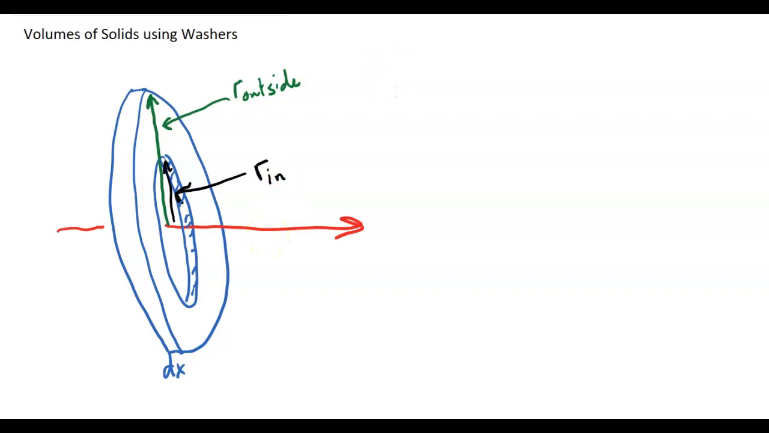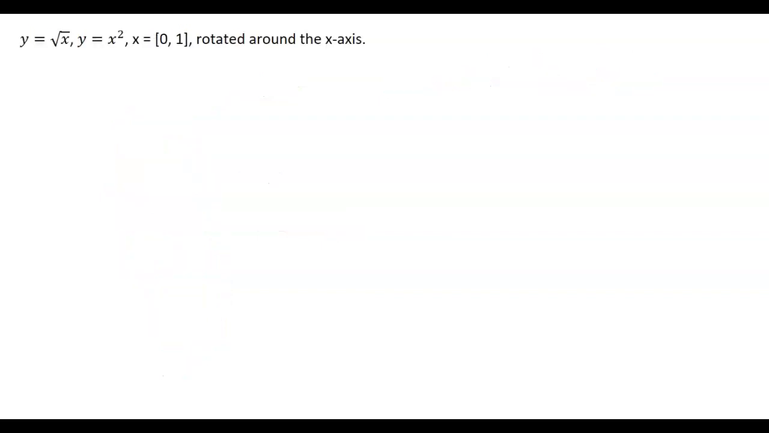So the volume of a washer is pi times r out squared minus r in squared times the thickness. Getting the volume using the outside radius would be the volume if it was solid, and subtracting the inside radius takes out the volume of the hole. So that's the basic concept. Let's look at this example here.